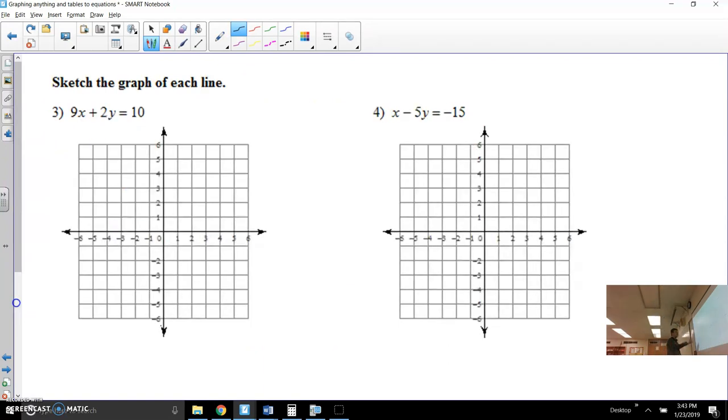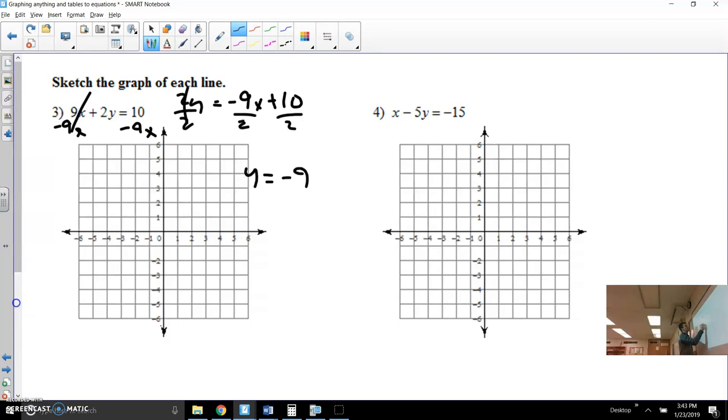Number 3, let's start by trying to get y by itself. So I'm going to subtract 9x from the other side. 2y equals negative 9x plus 10. And then I'm going to divide the 2 into both values, solving it literally for y. And so this is going to be our equation that we need to graph.